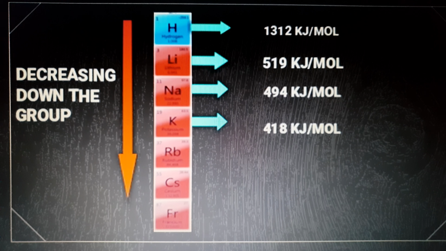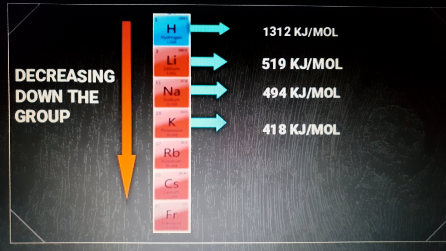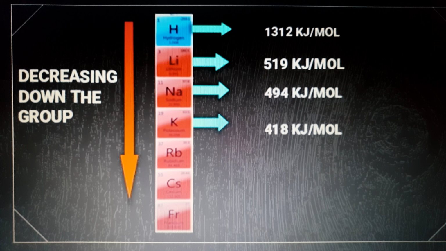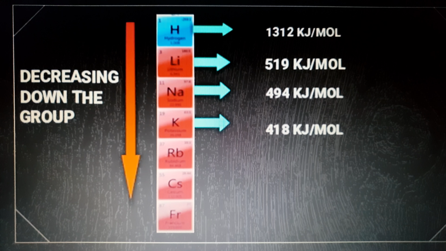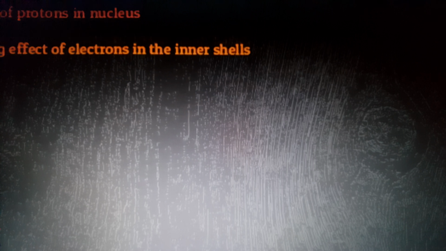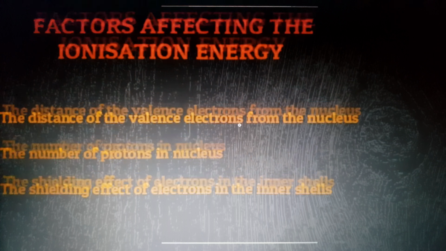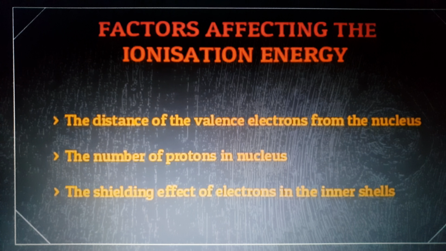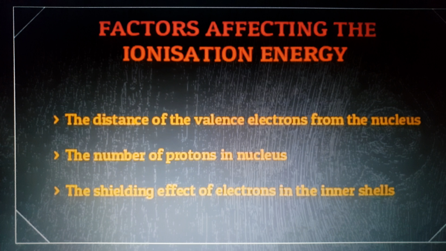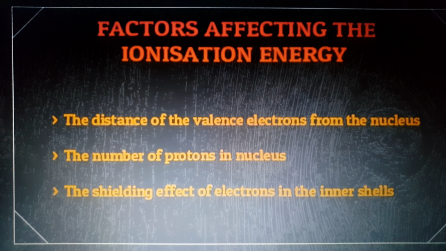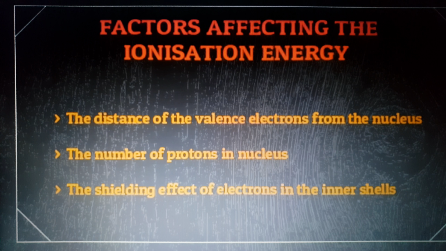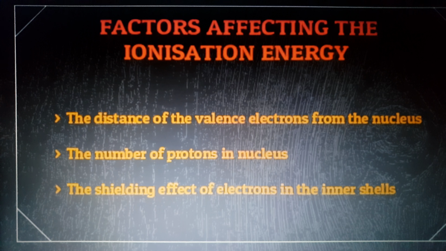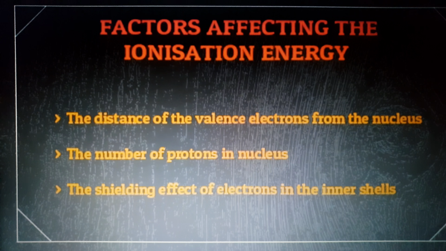Well, why? This is due to the factors that affect the ionization energy. Ionization energy is influenced by 3 factors. First, the distance of the valence electron from the nucleus. Second, the number of protons in the nucleus. Third, the shielding effect of electrons in the inner shells. So let's have a look at how these factors influence the trend to decrease down the group.